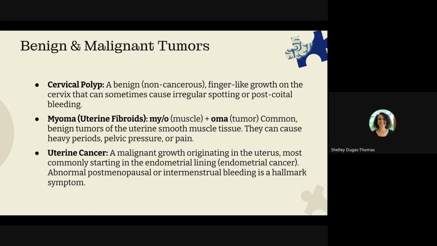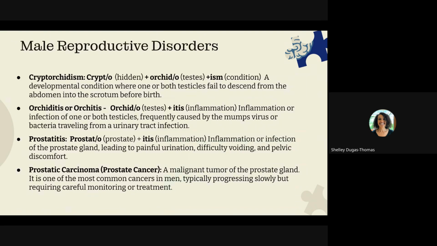Myoma is myo, muscle, and oma, which is tumor or mass, specifically a benign tumor growing in the smooth muscle wall of the myometrium of the uterus. Clinically, these are called uterine fibroids. Cryptorchidism: crypto means hidden, plus orchid, testicle, plus ism, condition, literally a condition of a hidden testicle because it failed to descend into the scrotum before birth. Orchitis is inflammation of the testicle.